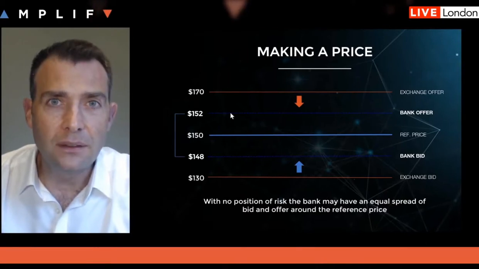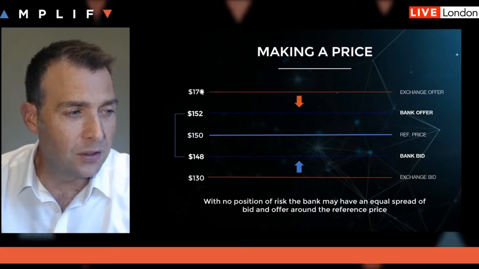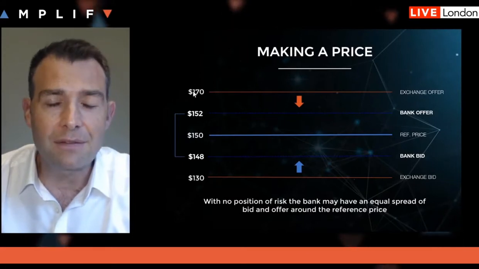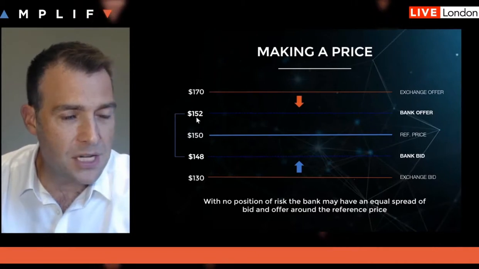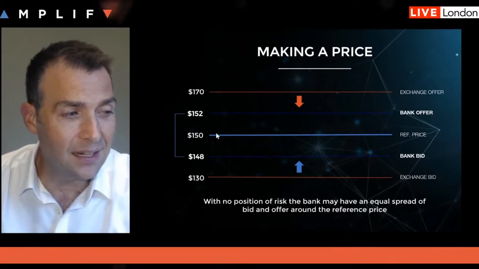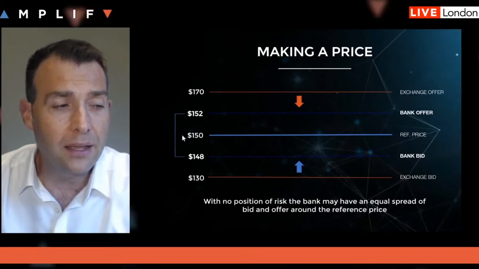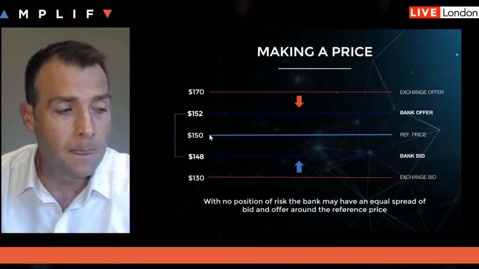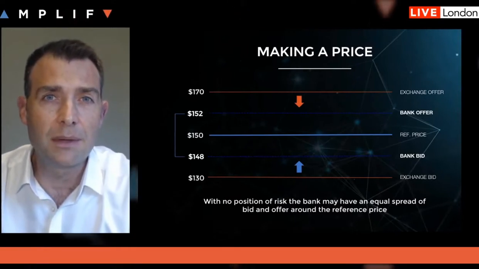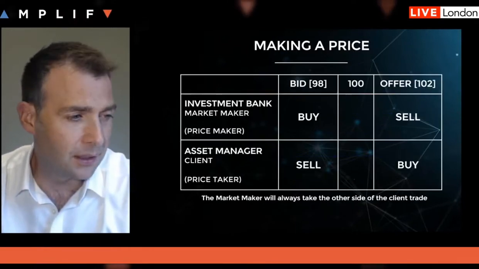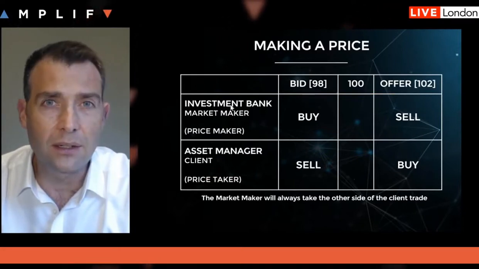Here at the offer, this is where the bank sells. Why is that? Well, because the client could go into the exchange and get an average price of 170, but instead they're able to buy at a much cheaper price. They understand it's higher than the reference price. It's a large trade. It's going to be higher than the price that they see in the exchange. So the client buys here, and that's where the bank sells. Remember, the bank always does the opposite to the client. Okay? So the market maker will always take the other side of the client trade.